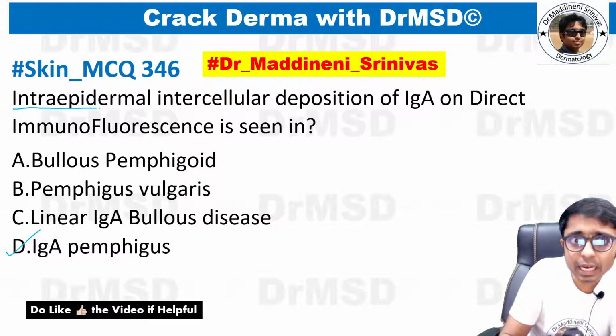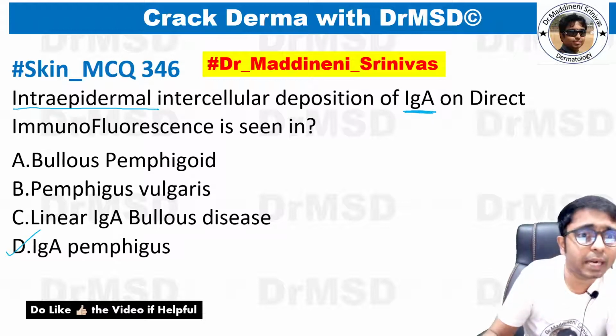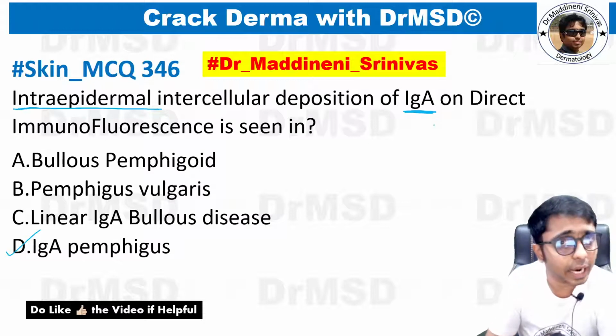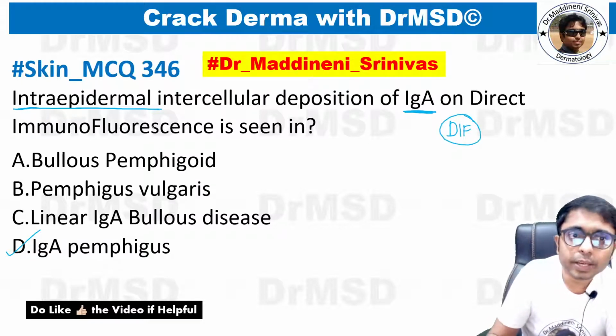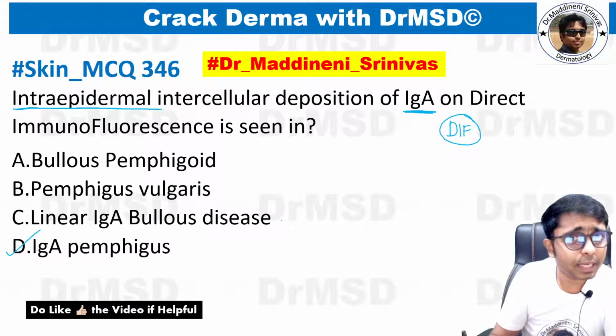In the case here, the most important clue is intraepidermal. This is the first important clue which the examiner gave, and then intercellular deposition of IgA. So these two are the important clues which I have marked here: intraepidermal and IgA. IgA is seen on direct immunofluorescence, in short we call it DIF. So if you look at the options, bullous pemphigoid, option A, and linear IgA bullous disease, both of them can be easily ruled out.